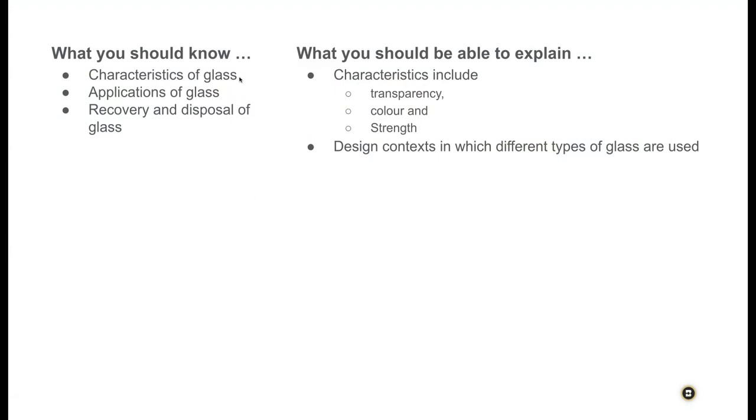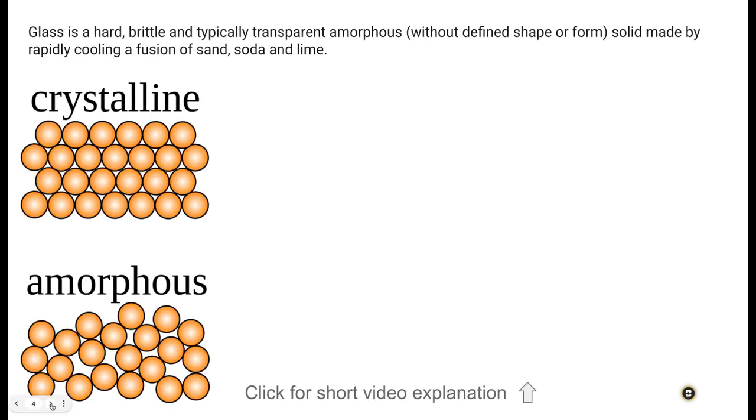So at the end of this, you need to be able to list the characteristics of glass, different applications of different kinds of glass, and talk a little bit about the environmental features that make glass really good for recycling.